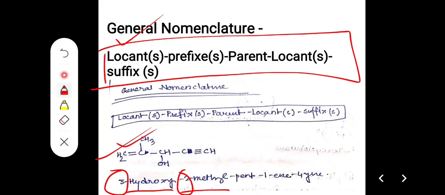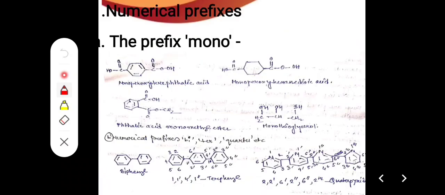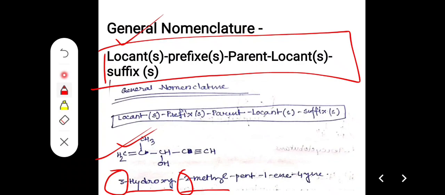So 3 is the locant of hydroxy, and hydroxy is the prefix of the parent compound. In 2-methyl, 2 is the locant of the methyl group, and methyl is a prefix of the parent compound. The parent compound is pent, because there are 5 carbons. Then hyphen 1-ene: ene means a double bond is present at position 1, and that is a suffix, and 1 is the locant of ene. Then we consider 4-yne: 4 is the locant of yne, and yne is a suffix. That's it. We will discuss this later. Up to this, this is the general nomenclature.